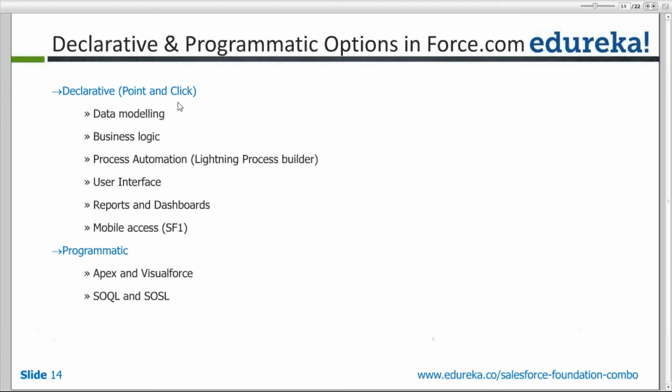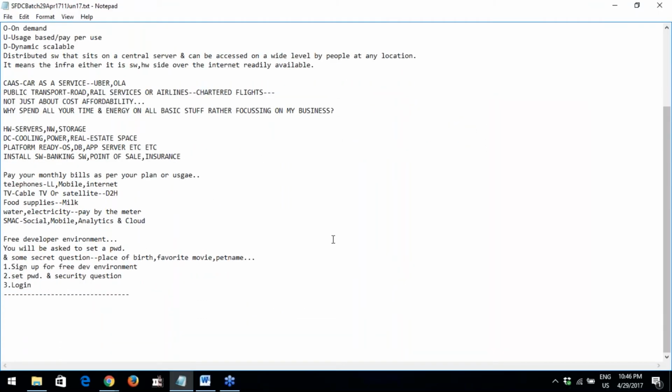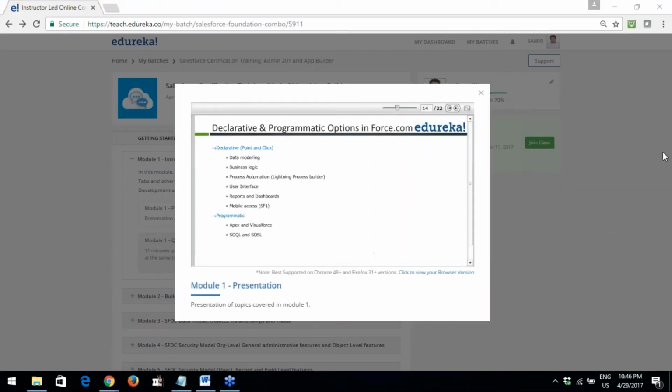And in the programmatic option, as I said, you have the Apex and VF and SOQL and SOSL. Anyone aware about what is SOQL and SOSL? Anyone has any idea? Anyone? No? Okay. Prashant says, is it NoSQL? No, no, it is not NoSQL. It is just like a SQL.